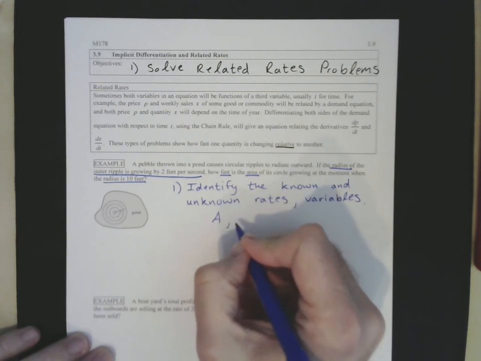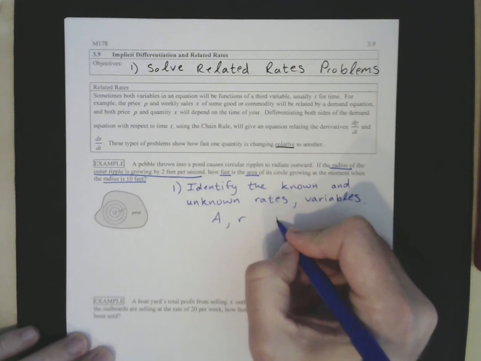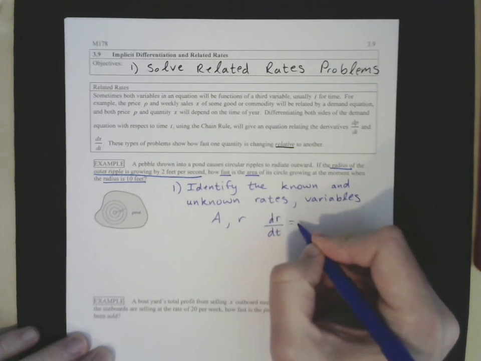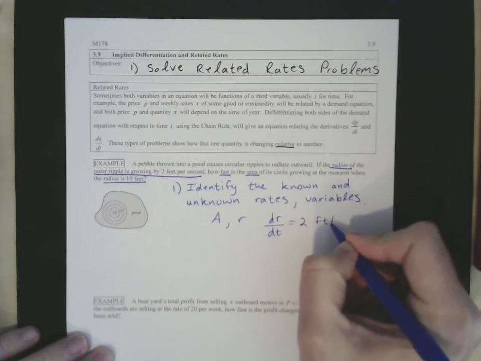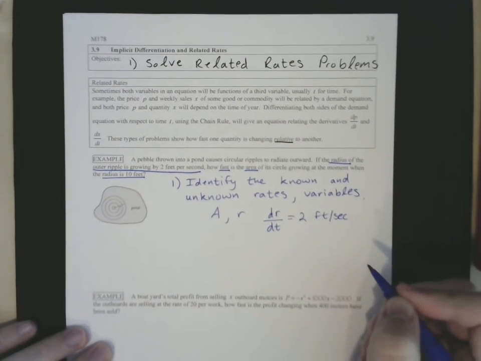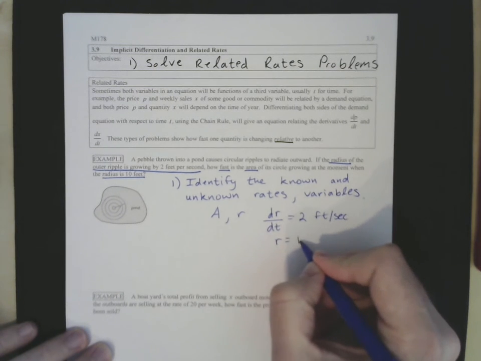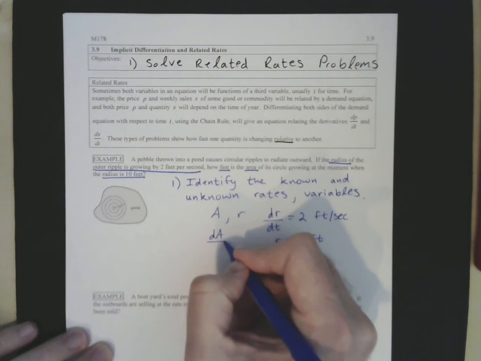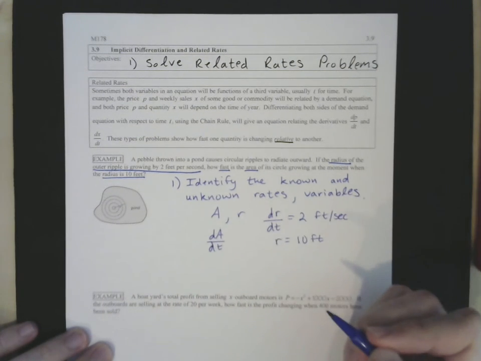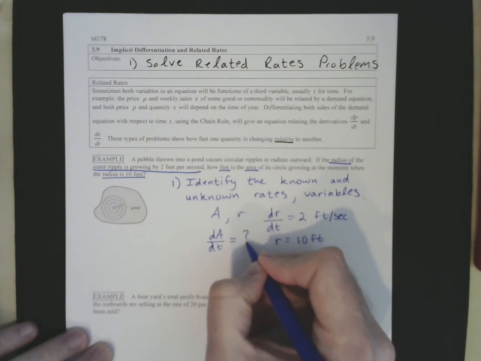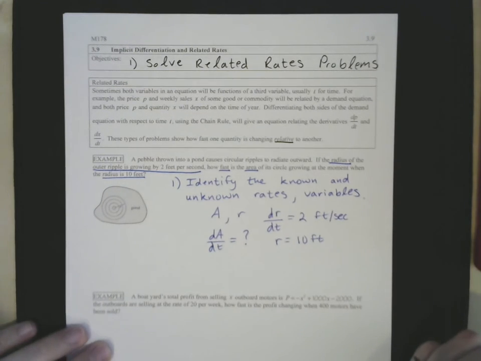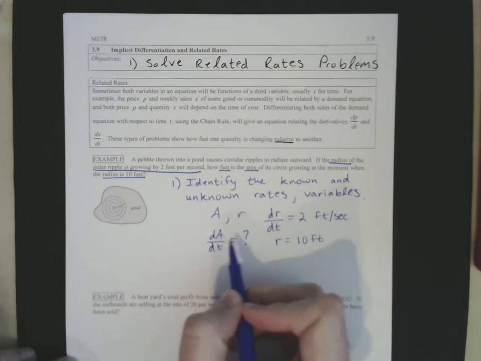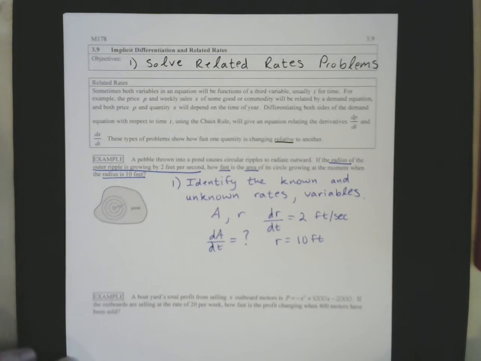So I know I have an A, I have an R. I know my rate, dr dt, the change of the radius over time, is a positive 2 feet per second. I know the radius at the time in question is 10 feet. And dA dt, the rate of change or how fast the area is changing, that's the unknown. That's what I want to find. So what we need to do is relate A and R, dA dt and dr dt, with an equation.